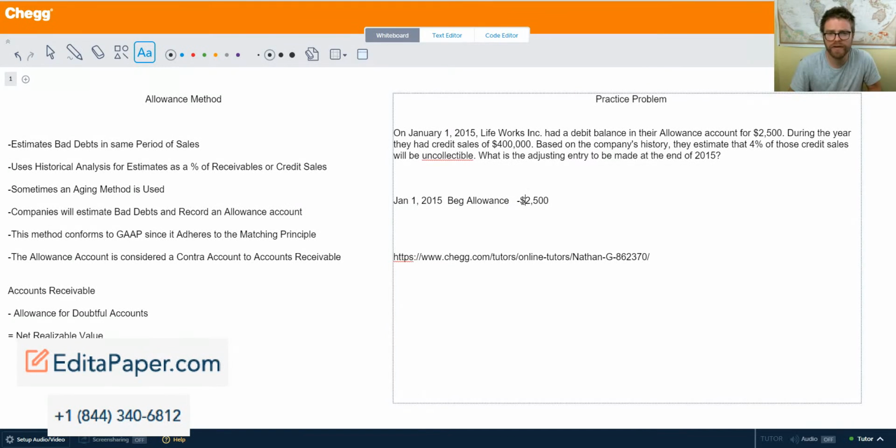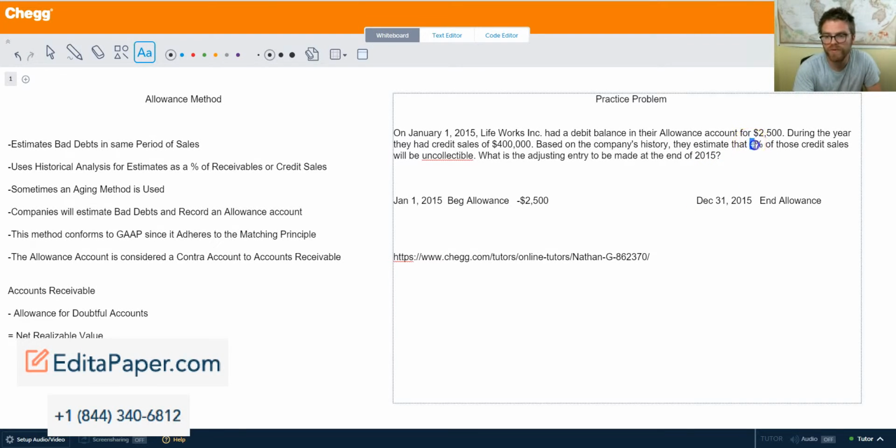Now, during the year, they had credit sales of $400,000, and they estimated that 4% of those sales at the end of the year will be uncollectible. So what you're going to do is move that all the way over to the right. Again, imagine this is a little timeline here. So over here, you're going to have December 31st, 2015. And that's going to be your ending balance, essentially, in your allowance account. So ending allowance. And for that number, you have to calculate it.